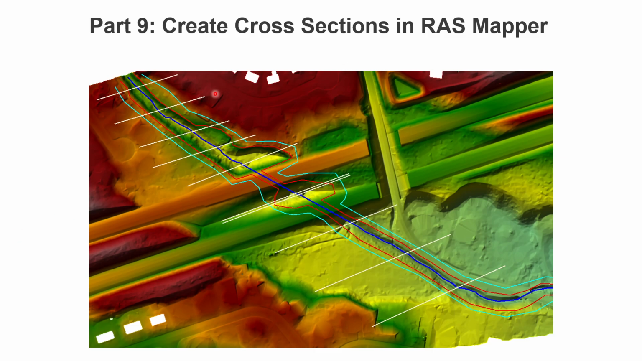In the previous video, we created the stream center line, we created the bank lines, and we also created the flow paths at both sides of the overbank, the left overbank and the right overbank. In this video, we are going to create cross sections.